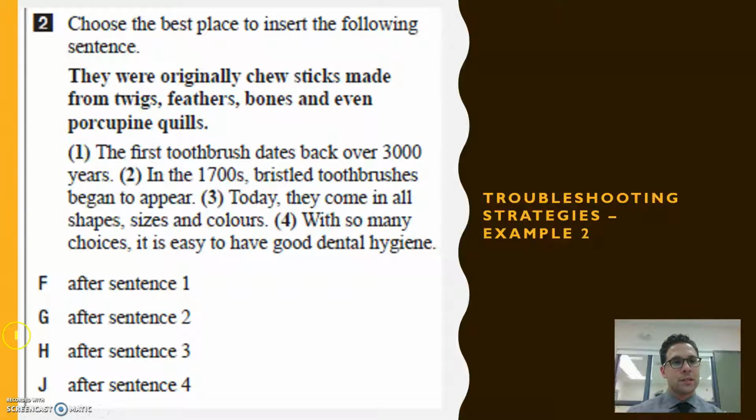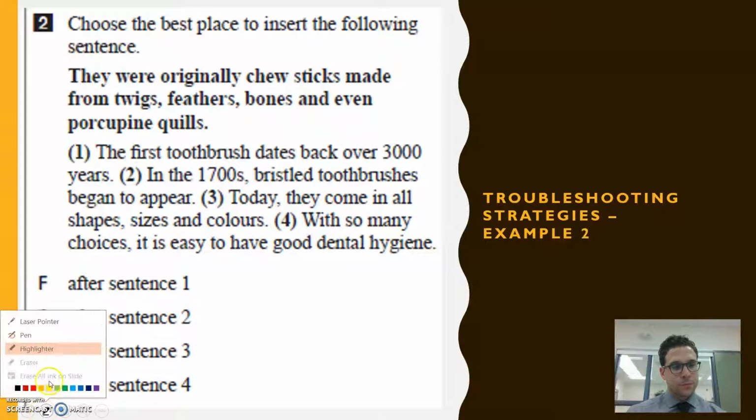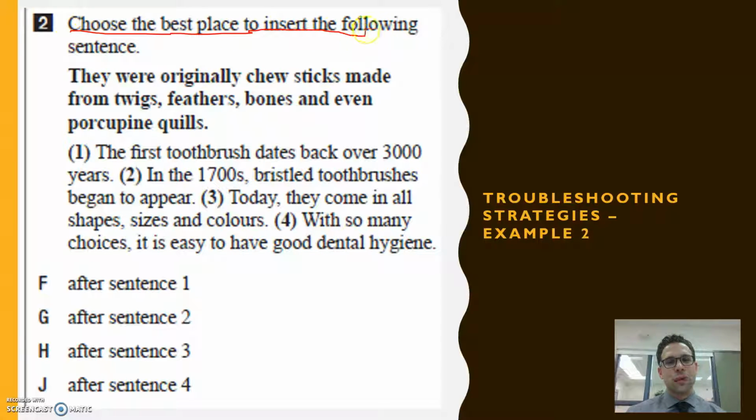Okay, so the question reads, choose the best place to insert the following sentence. So this is the sentence over here, and I have to figure out where it best fits into this paragraph. All right, and the paragraph reads: The first toothbrush dates back over 3,000 years. In the 1700s, bristled toothbrushes began to appear. Today, they come in all shapes, sizes, and colors. With so many choices, it is easy to have good dental hygiene.